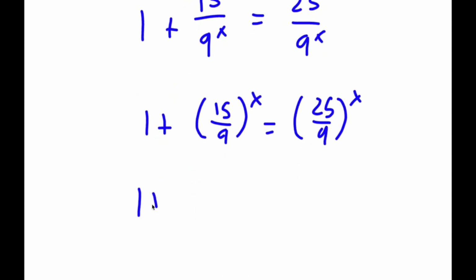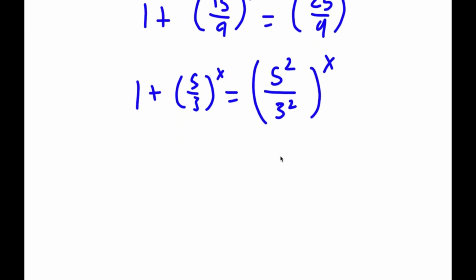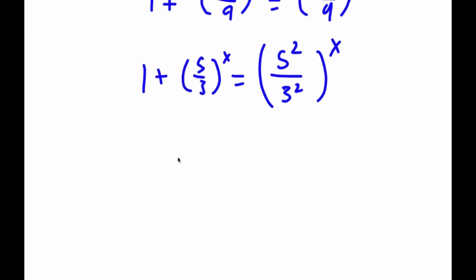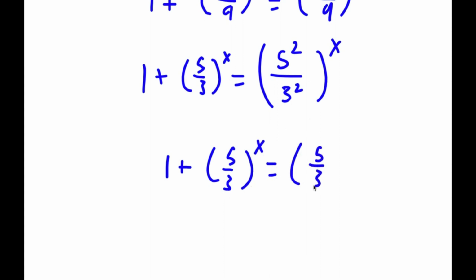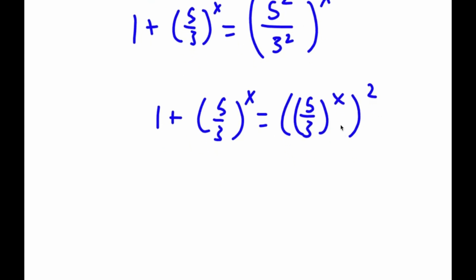Now 15 over 9 is going to be simplified to 5 over 3. And 25 over 9, we can rewrite 25 as 5 squared and 9 as 3 squared. So now I have 5 squared over 3 squared to the power of x. Now, I can write 5 squared over 3 squared as 5 over 3 to the power of 2, to the power of x. And I'm actually going to switch the places of these two. So this is going to be 5 over 3 to the power of x, to the power of 2.